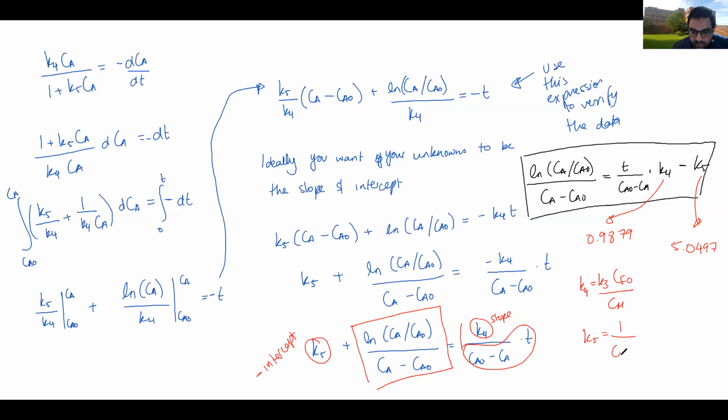Let me just double check the Excel one last time, just to make sure we don't have any strange sign thing happening. CA minus CA note, okay, good. And CA over CA note, and then T divided by CA note minus CA.